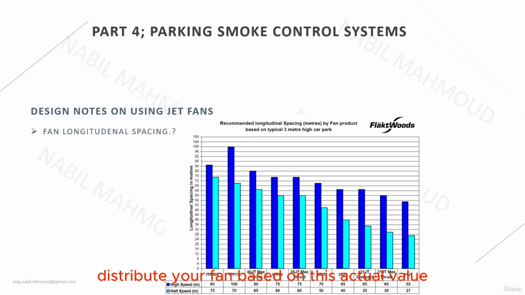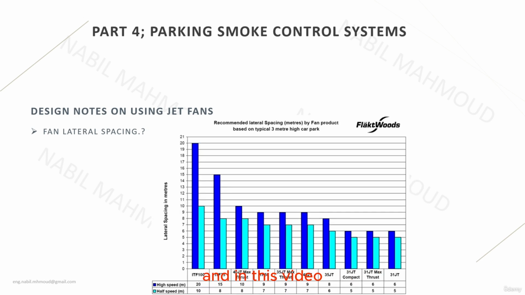So you should distribute your fans based on this actual value, which is 2/3 of the throw you will find in the manufacturer's catalog. And by doing so, you will ensure that the primary jet velocity will not drop below 0.5 meter per second. And in this video we can see the recommended lateral spacing in meters by the same fan manufacturer, Flactode, based on some of the commonly available commercial models, and these are the same models, and the table below represents the lateral spacing in meters in both high speed mode and half speed mode, or high speed mode and low speed mode.